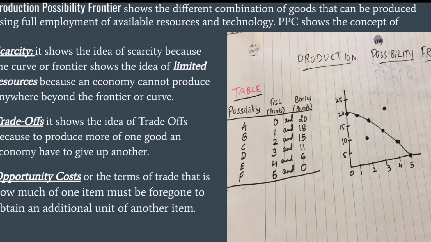The second is a trade-off. It also shows the idea of trade-off because to produce more of one good, an economy has to give up another. It shows the idea of opportunity cost or the terms of trade, that is, how much of one item must be foregone to obtain an additional unit of another item.